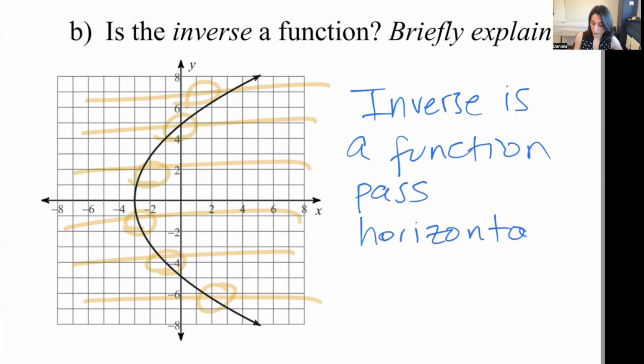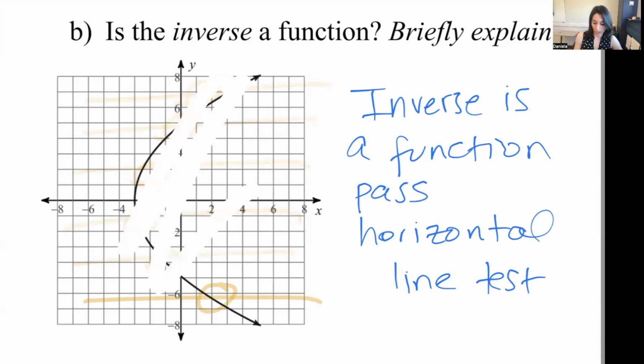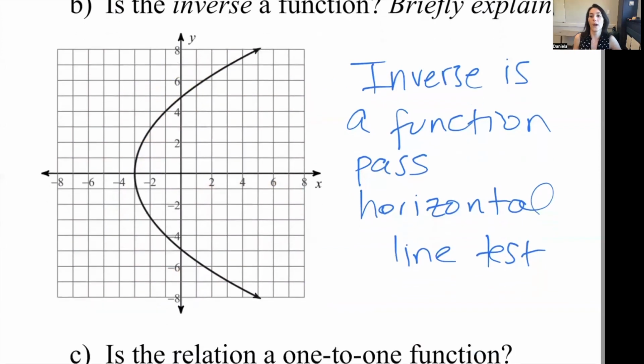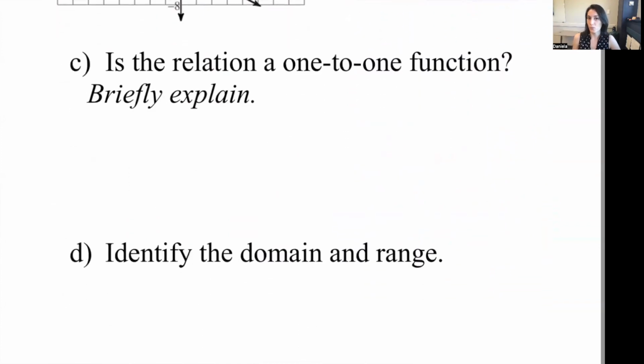Okay, so when you're asked this question, you don't actually have to graph its inverse, which just means that you take every ordered pair, x comma y, and you flip it, right? You will have to, in Algebra 2, know how to graph the inverse, but you don't have to do that here. So now, is the relation called a one-to-one function?